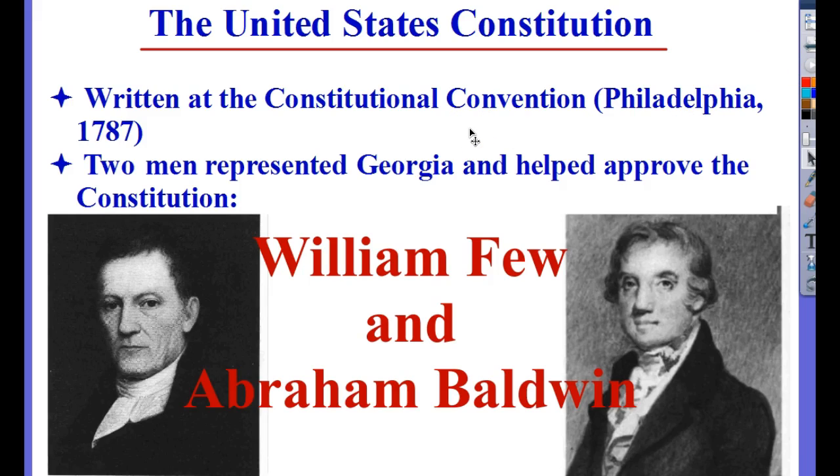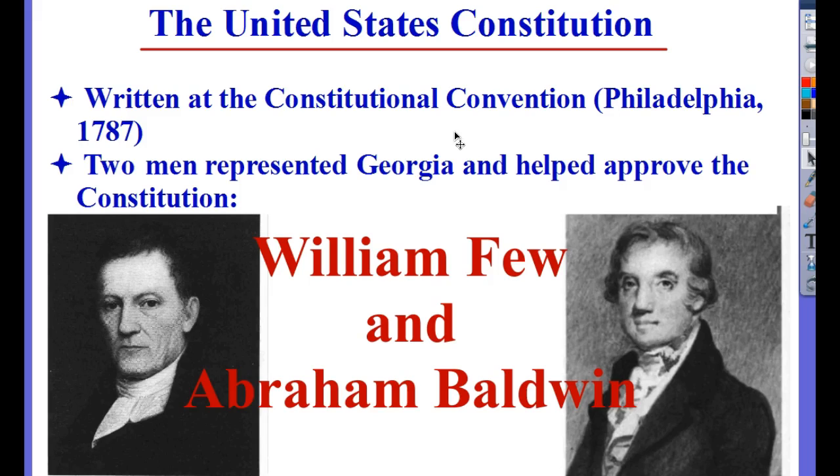So basically, they get there, all these states send representatives, and they realize very quickly that there's just no hope for the Articles of Confederation, and basically they wad them up and throw them out, and they start anew. And this is where we write the United States Constitution. Okay? It was written at the Constitutional Convention. It was held in Philadelphia, Pennsylvania in 1787.